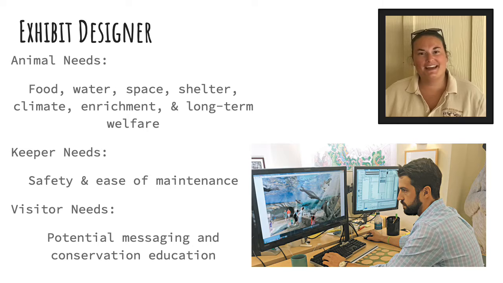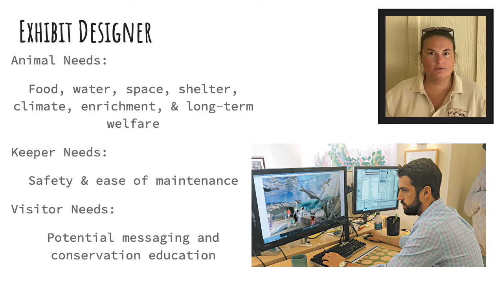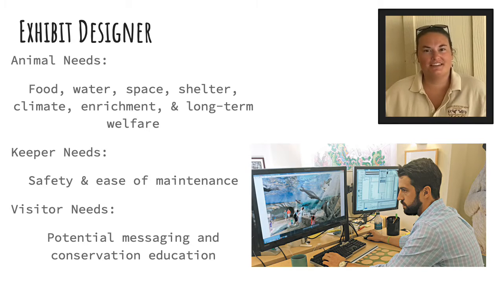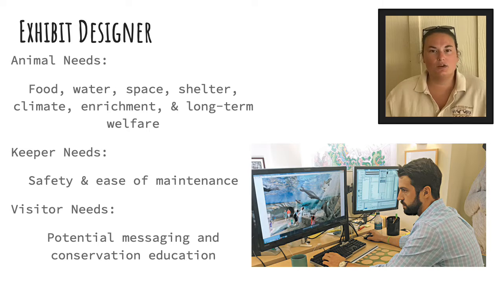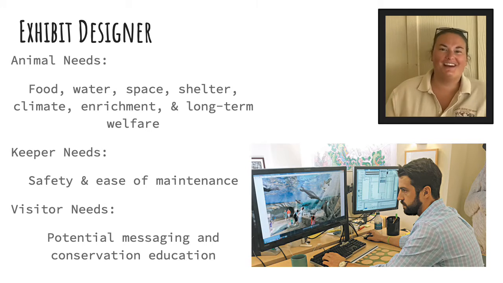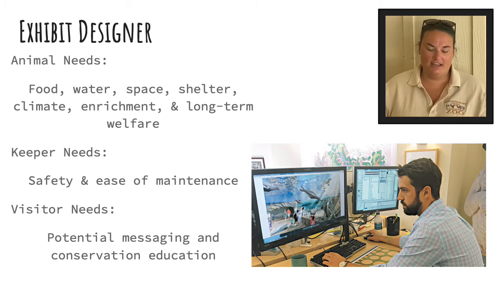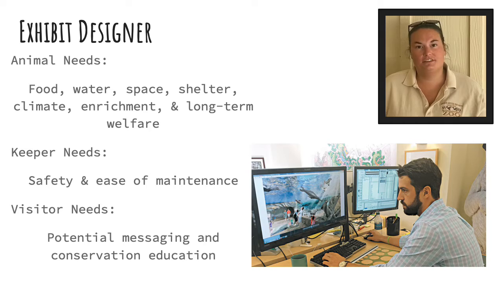When taking into account the needs of the keepers, you need to think about whether the animal and the keeper will be able to interact safely with one another. When accounting for visitors' needs, the exhibit designer needs to think about what they want guests to learn at each exhibit. They then figure out how to use exhibit design, messaging, informational signage, and overall theme to do so.